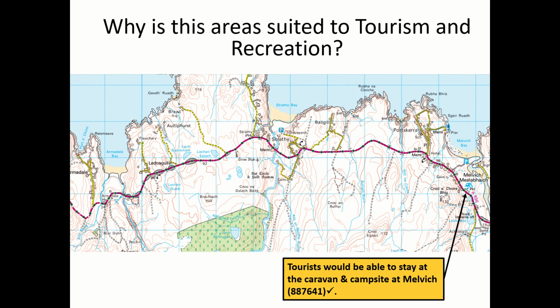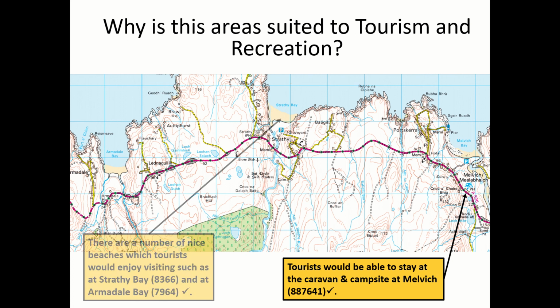And all of these sentences, please pay attention to the level of detail that I am writing them in. Do not simply say, there is a camping and caravan site at 887641. That's not good enough. You need to say why it's relevant. So it's important to include the detail that tourists would be able to stay at the caravan and camping site at 887641.